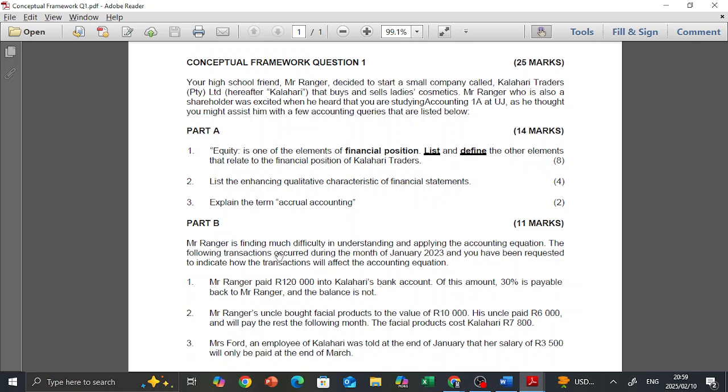Accrual accounting means that a transaction is recorded when it happens and not necessarily when payment is made. Recorded in the financial statements actually, so except for the statement of cash flows.